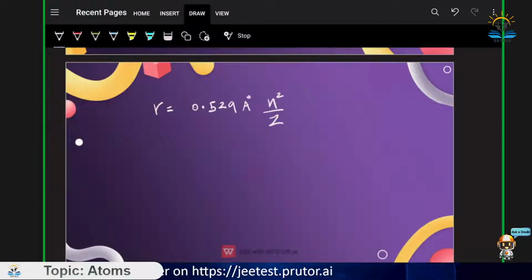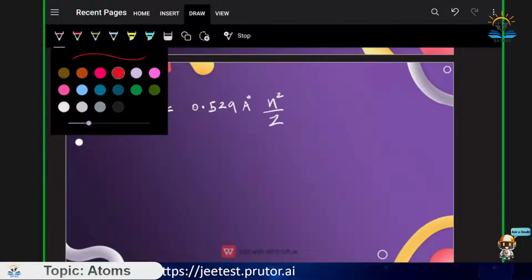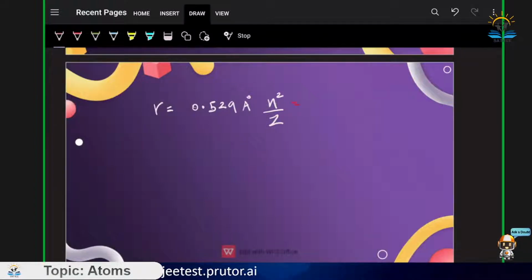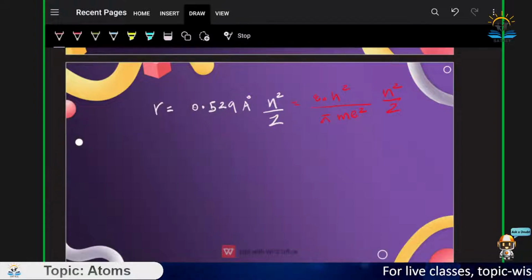If anyone wants the complete equation, r equal to epsilon naught h square divided by pi m e square, n square by z. This is the complete equation. Still, r is equal to 0.529 angstrom n square by z.